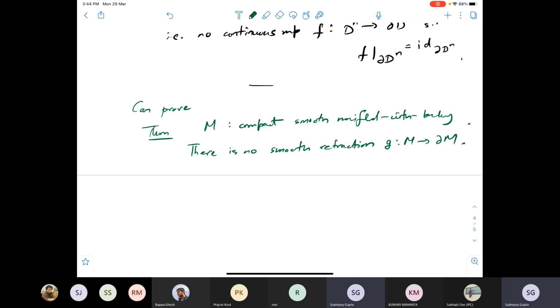Okay, and what's the proof of this? Well, suppose g from M to the boundary of M is a smooth retraction.